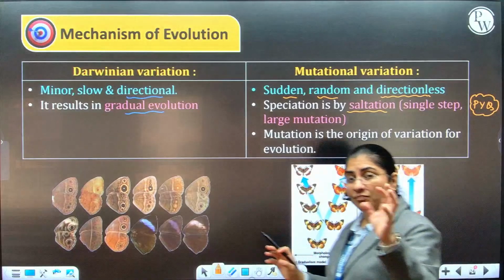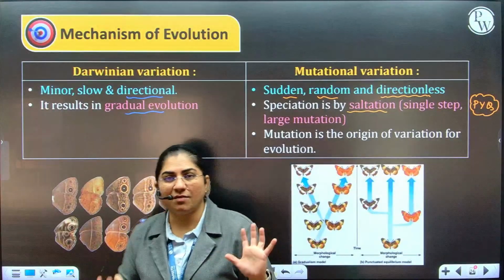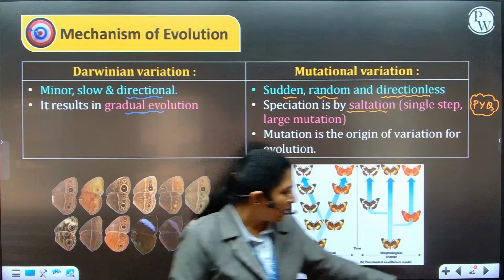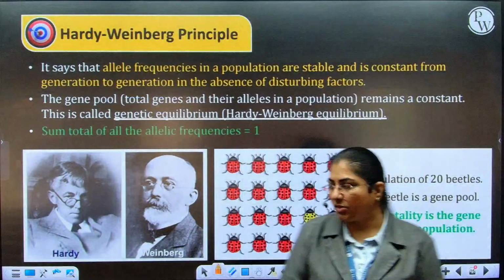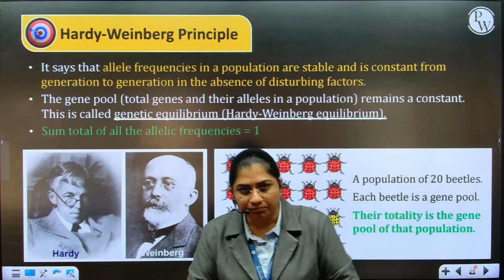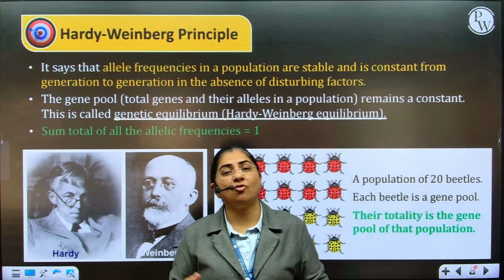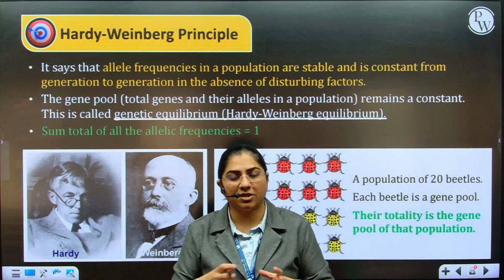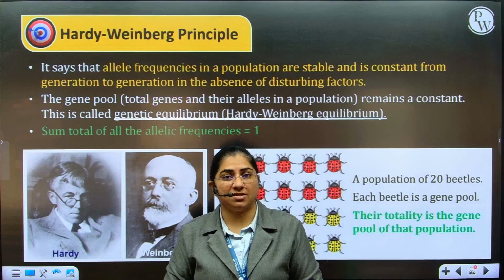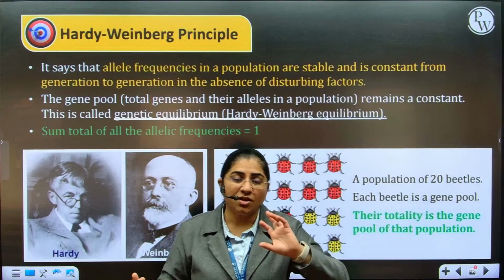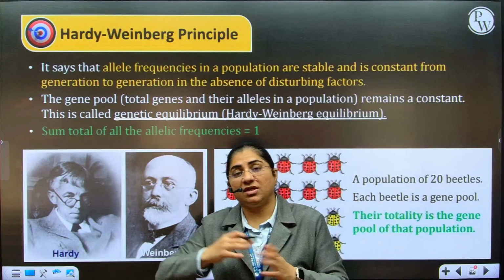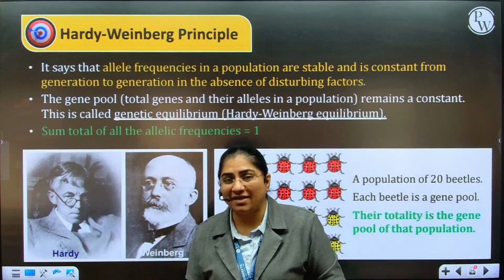Again, one or few plants of Oenothera lamarckiana will not lead to speciation, will not lead to new species coming into existence. So then came Hardy and Weinberg, sir, who explained to us about population genetics. They said that there is a gene pool. Gene pool is the total number of all the alleles which are present in a particular genetic population. Now, the allele frequencies will always remain constant from one generation to the next generation. However, if a change takes place, only then evolution takes place.